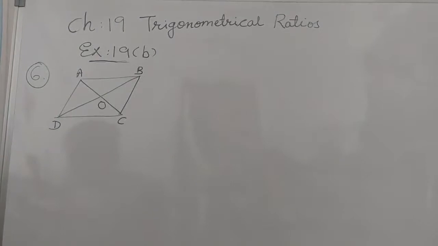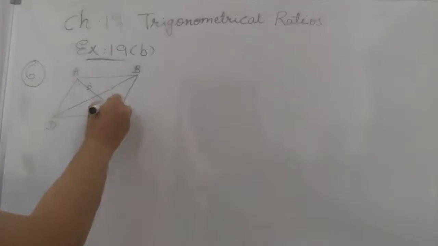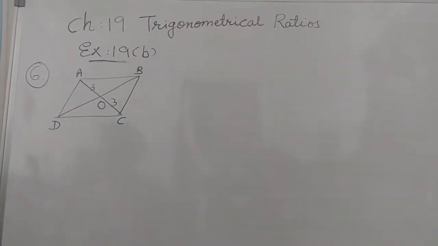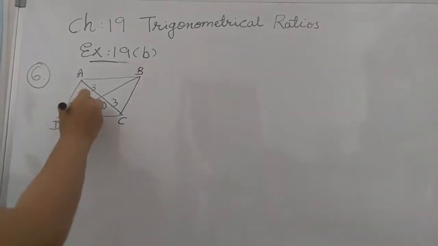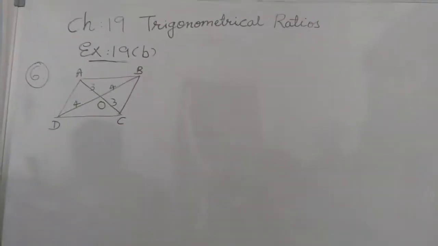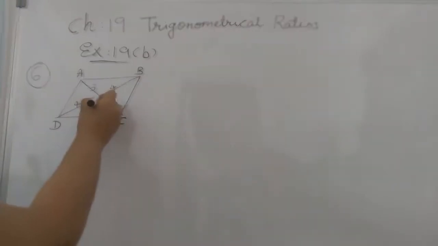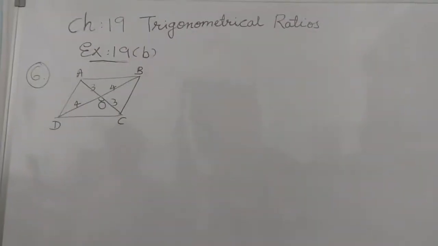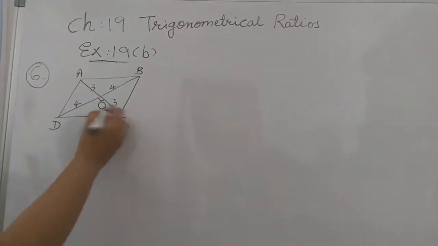And also that AC is 6. So I would like to write 3, 3, because we know that diagonals bisect each other, and BD is 8, so I would like to write 4, 4. Again the same reason, that diagonals bisect. Now we want to find sine OCD, means the sine of this angle. For that we know that diagonals bisect each other at 90 degrees. So OCD means this angle, and this is 90 degrees.